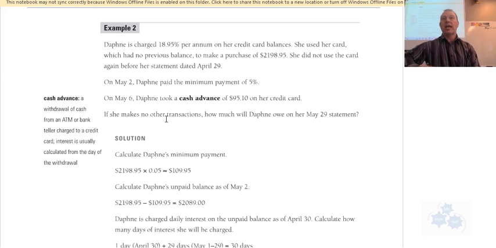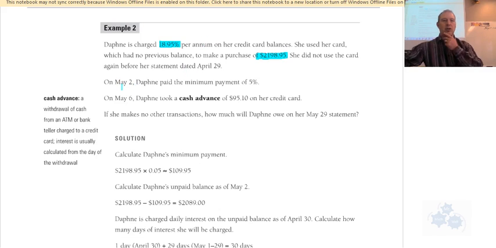So Daphne is charged 18.95% per year on her credit card balances, which, remember, that's really high, okay? She used her card, which had no previous balance, to make a purchase of $21.98.95. So here's her value, right? Principal. She did not use the card again before her statement on April 29th. Okay, so here's the interest rate. That's per year, of course.